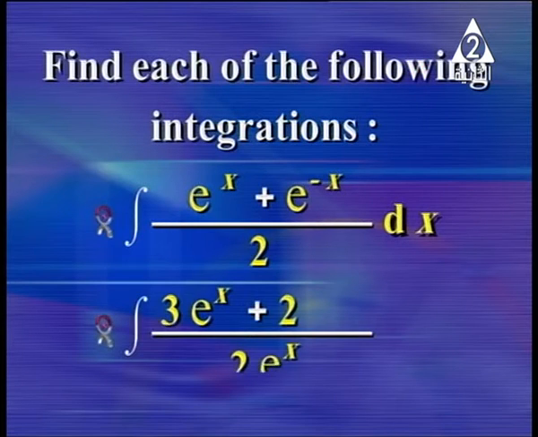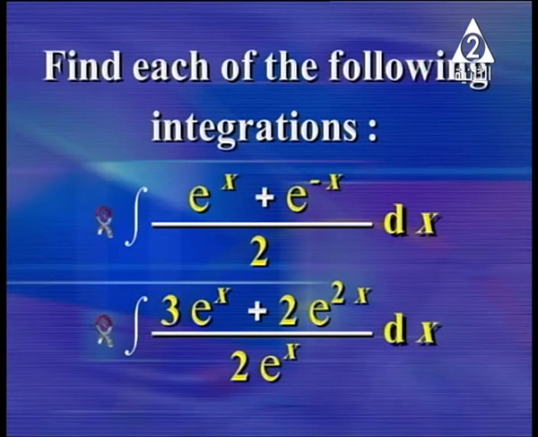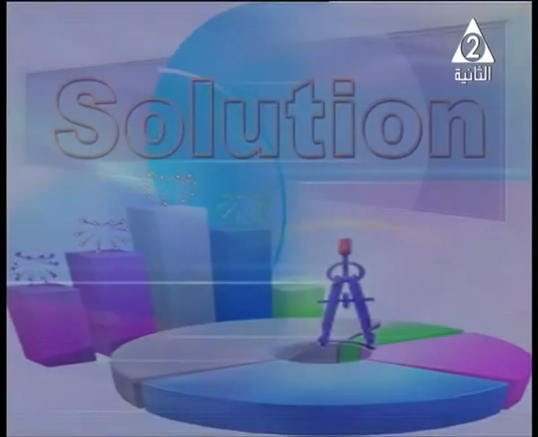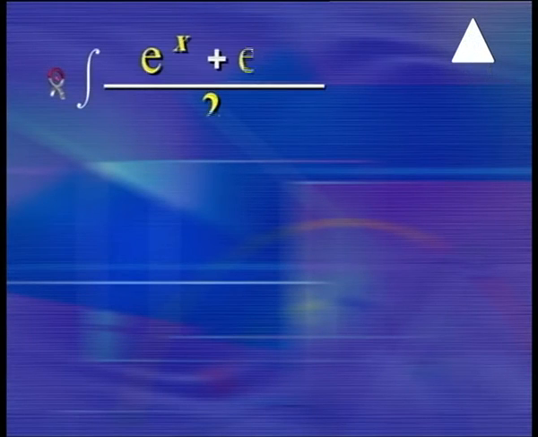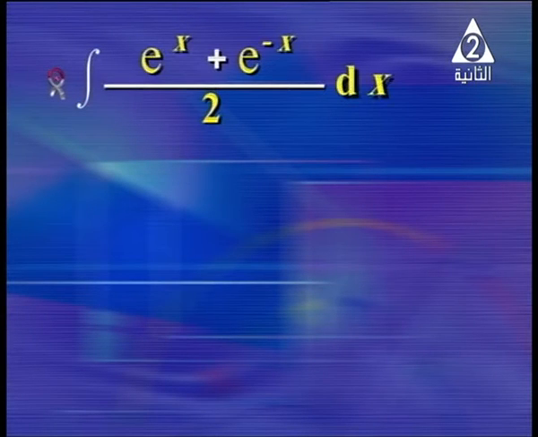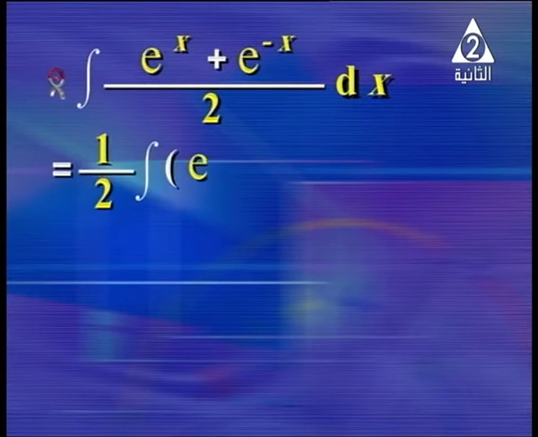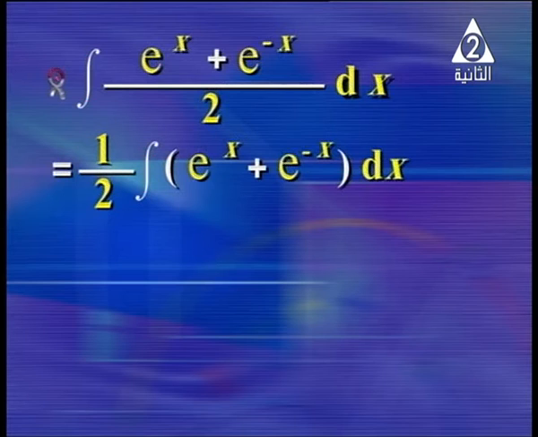Number 2, find integration of 3 e power x plus 2 e power 2x over 2 e power x with respect to dx. Solution. At the first, integration of e power x plus e power negative x over 2 dx equals half multiplied by integration of the bracket containing e power x plus e power negative x dx.